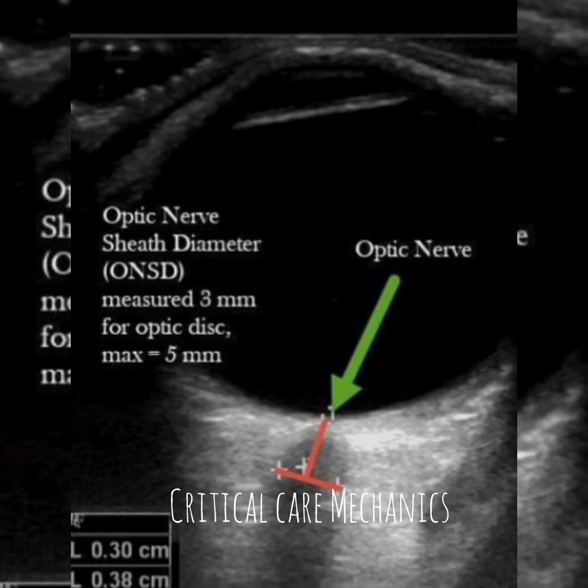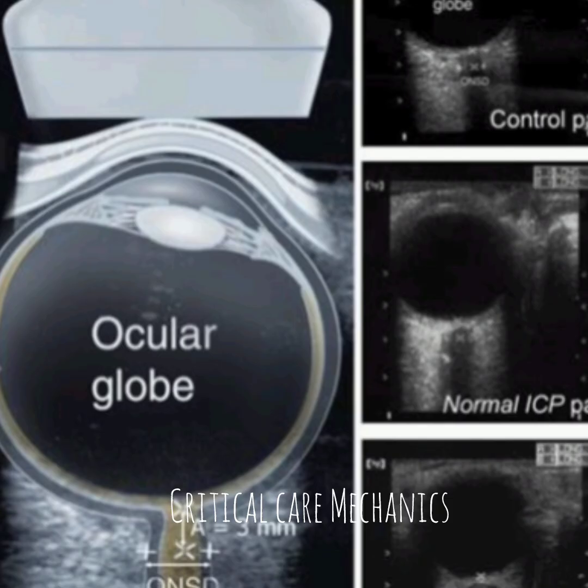4. Measurement technique. Measure inner edge to inner edge, perpendicular to the optic nerve axis. Take 3 measurements per eye and average them.